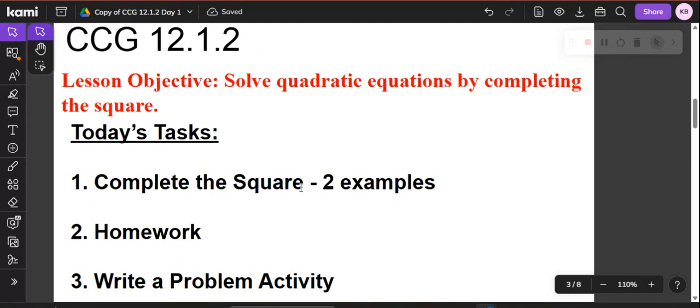So we're going to do completing the square. I have two examples for us. We're basically going to take these down as notes. The best way to see completing the square or to learn it is normally to see someone else doing it, because this method is just a little bit unorthodox if you had to try to discover it on your own.